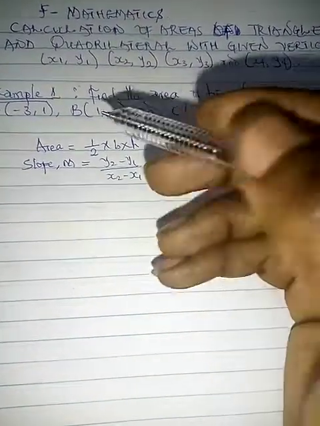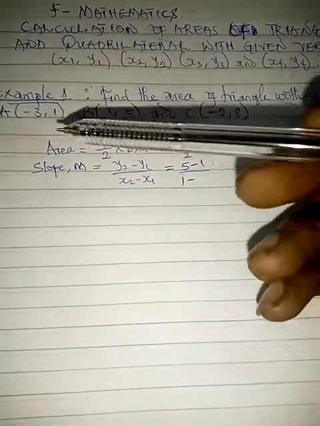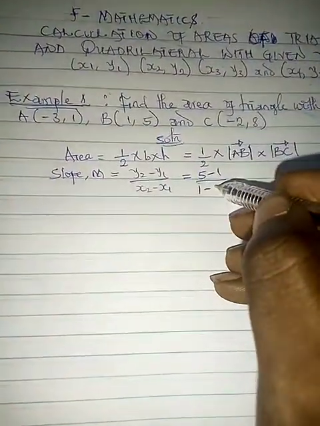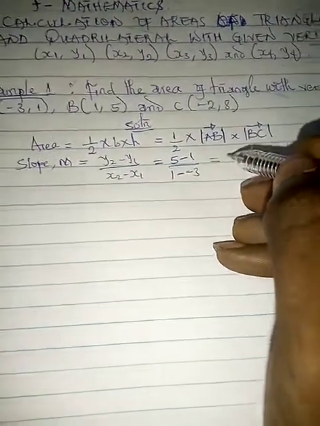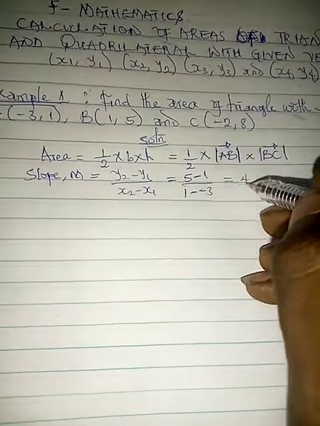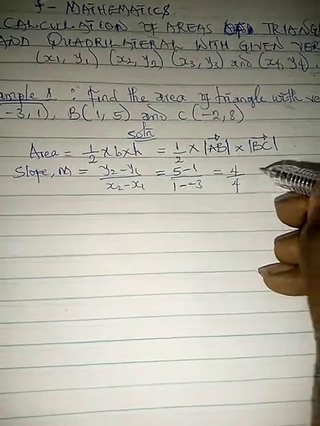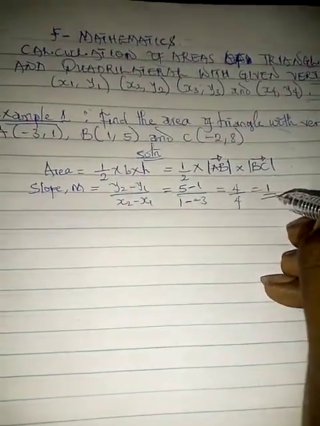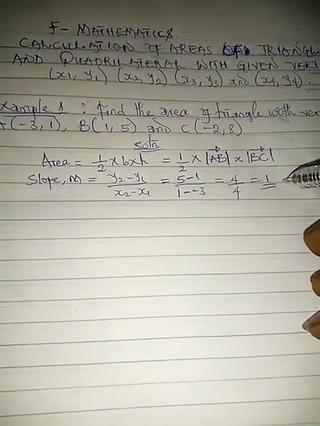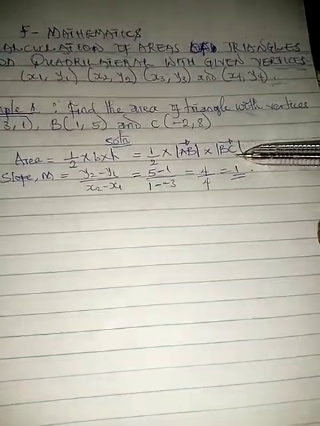Then minus, what is our x1? Our x1 is minus 3. So from there we have 5 minus 1, that is 4, over 1 minus minus 3, that is also 4, because minus and minus become plus. So 4 divided by 4 is what? Is 1. Okay, we have gotten the first slope, or the first gradient. We now move on to the next one, BC.